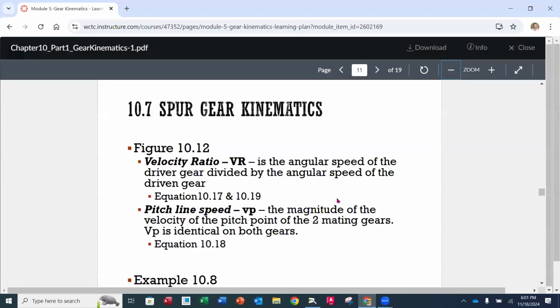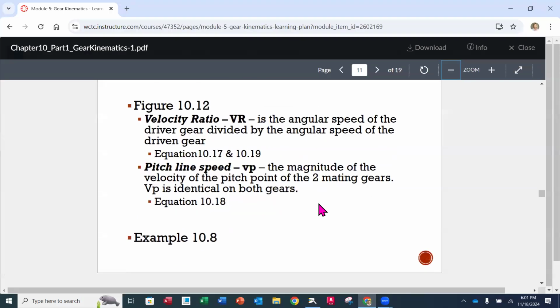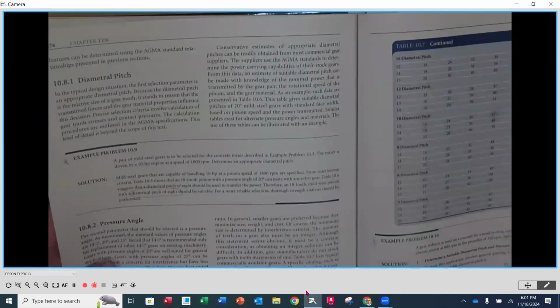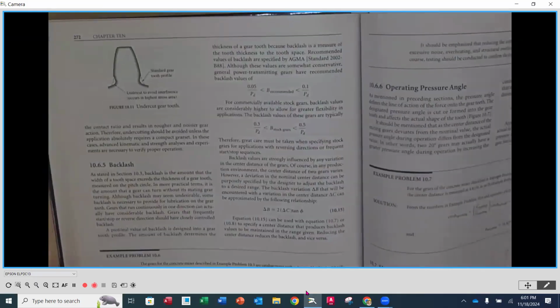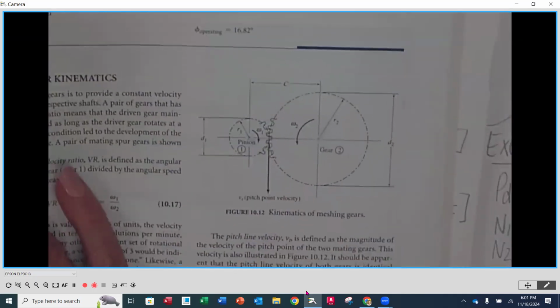The other thing that we see here is pitch line speed. I think I made a mistake. This is supposed to be VT, not VP. Pitch line speed is the tangential velocity, straight line, of a rotating element. Okay, so this is going to look familiar to us. If we look at the previous page right here on page 273. Okay, page 273 here.